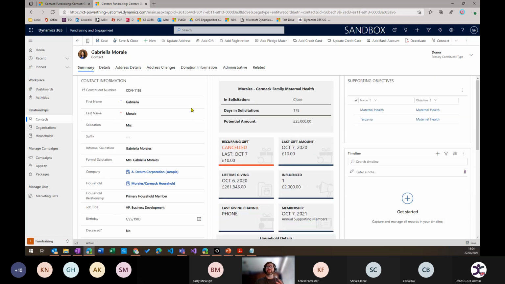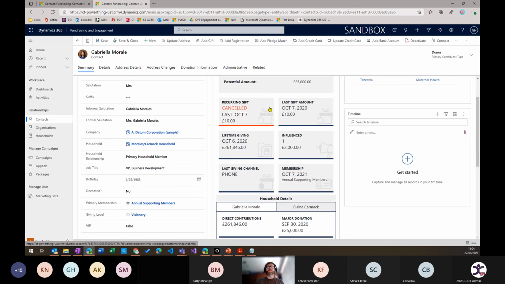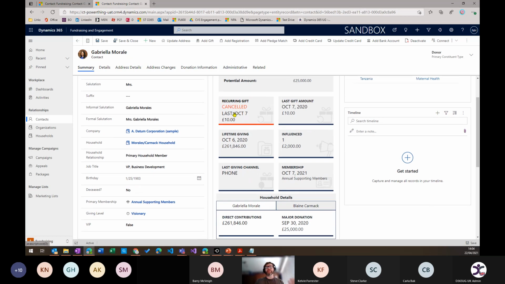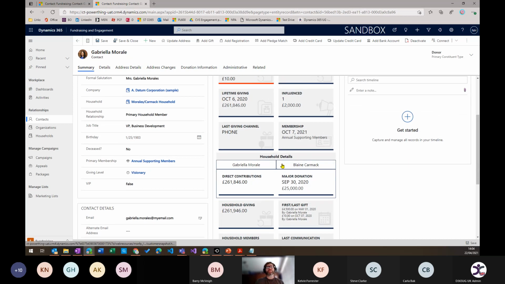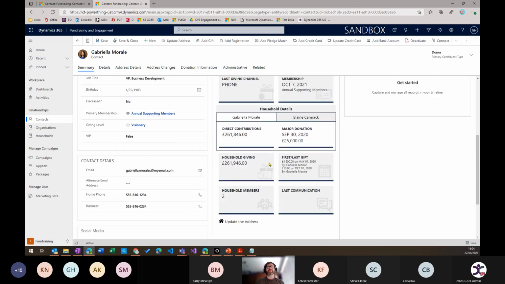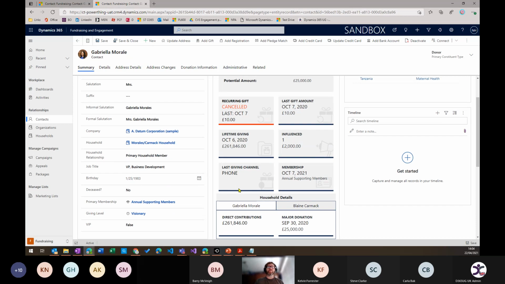supporter. I've got here an opportunity that's currently in progress. I've got any recurring gifts that happened, her last gift amount, how much given over a lifetime, what she's influenced in the way of opportunities, is she a member? And then also details about her household, who's in the household, how much have they given, etc. So I get a lot more information surfaced and presented to me, which can be really useful.